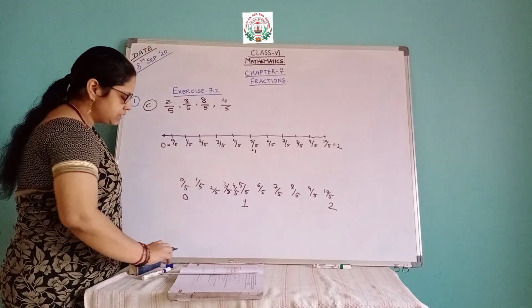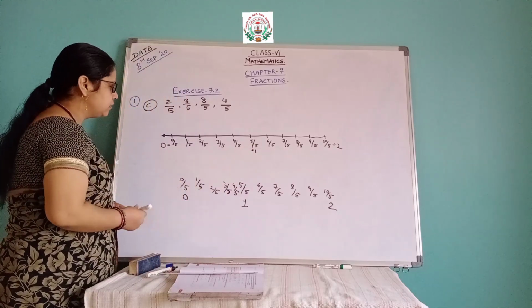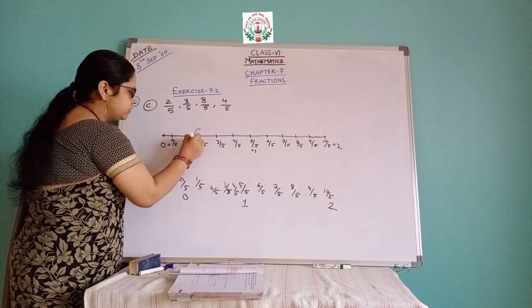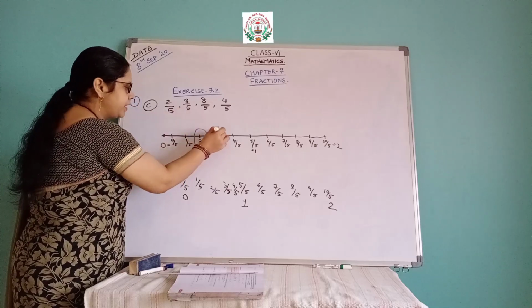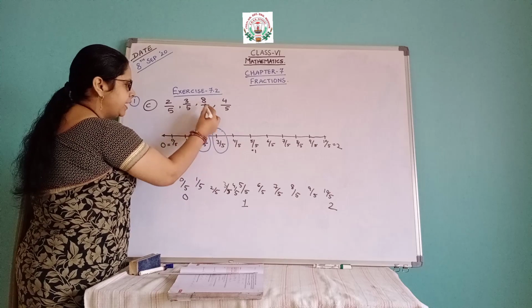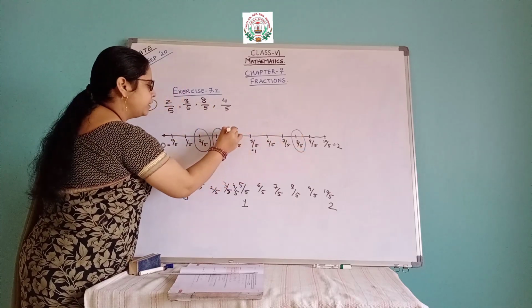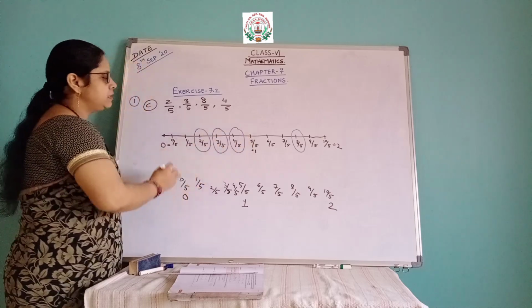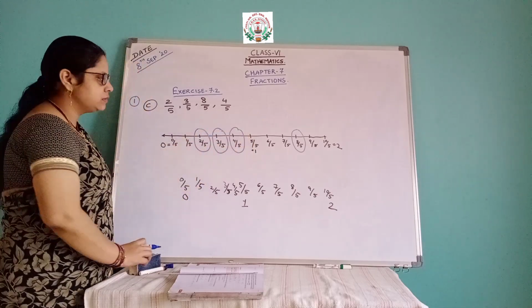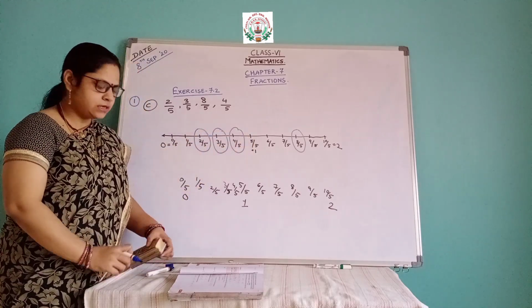Now, what are the questions that you just encircle? 2 by 5, this is your 2 by 5. 3 by 5, this is your 3 by 5. 8 by 5, here is your 8 by 5. 4 by 5, here is your 4 by 5. These are the 4 questions asked. So, now it is very easy.